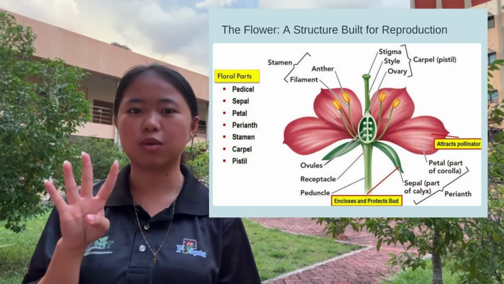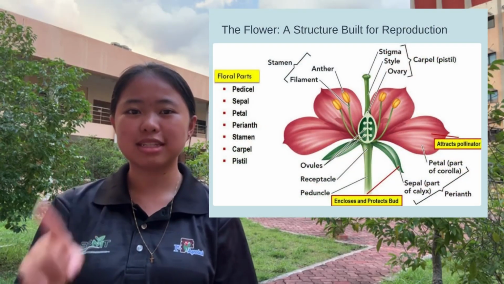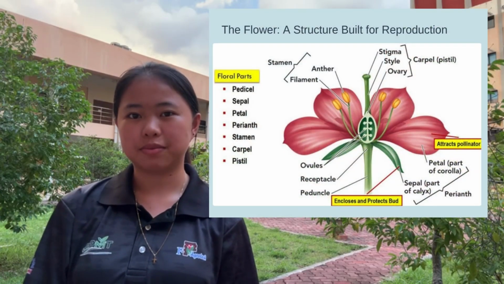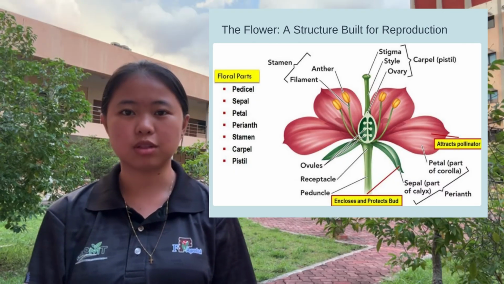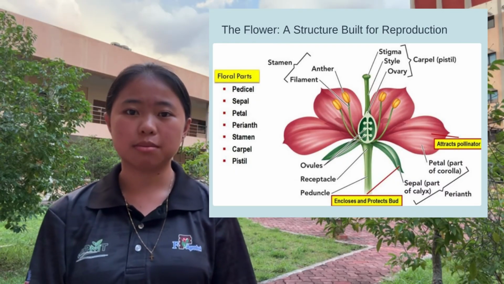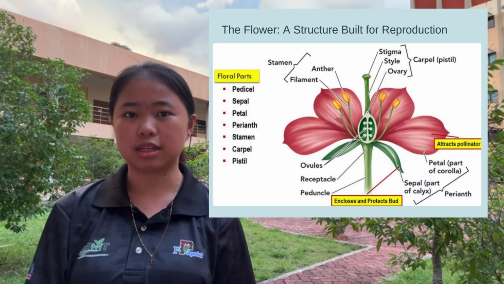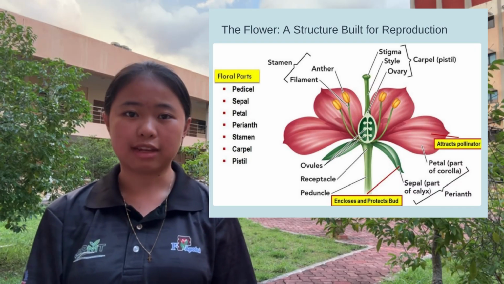To master floral anatomy, we can look at the flower as a coordinated machine divided into 4 functional whorls. The first one is the androecium. This is the male system, and it consists of stamens. Each stamen has a pollen-producing anther on a stalk-like filament.